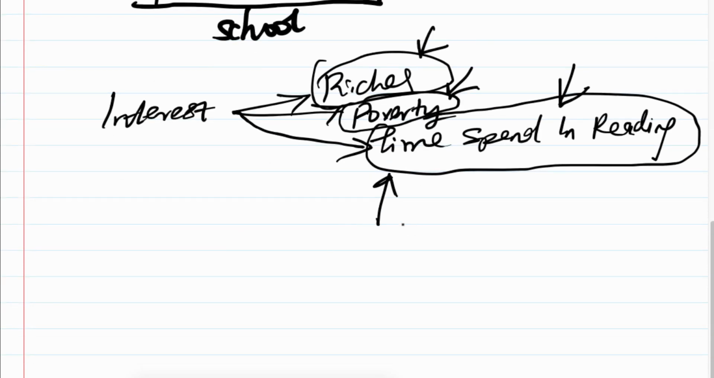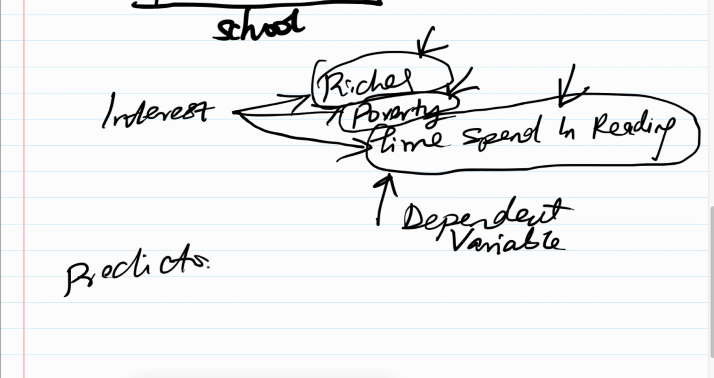The dependent variables. Why do you call them dependent variables? It is because they are depending on something to exist. I mean, this riches is depending on something, and you want to know that thing it is depending on. The poverty too is depending on something. What is it depending on? The time of reading is depending on something. What is it depending on? Whatever they are depending on are called the predictors. Or you call them the independent variable.